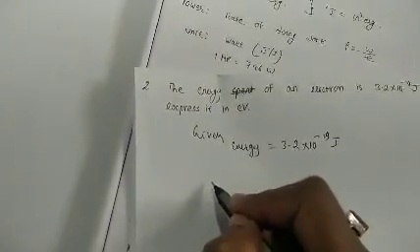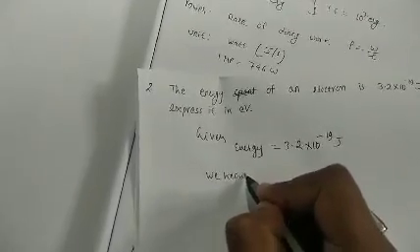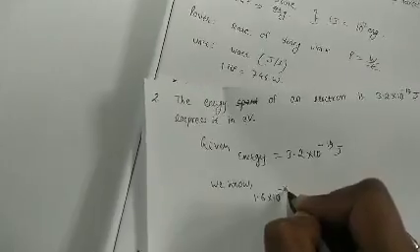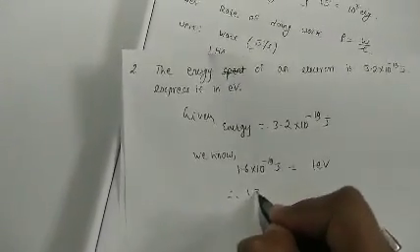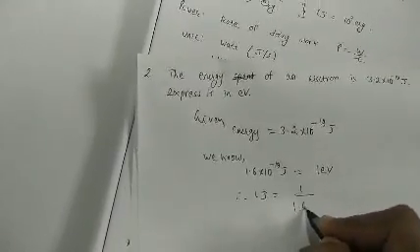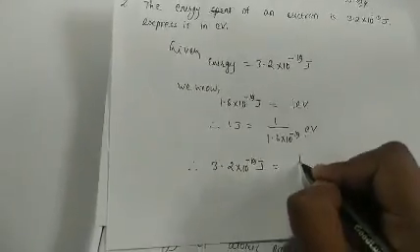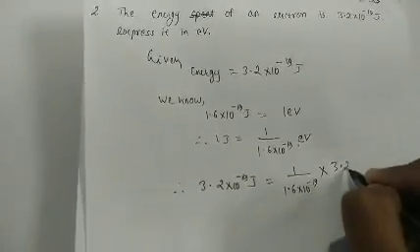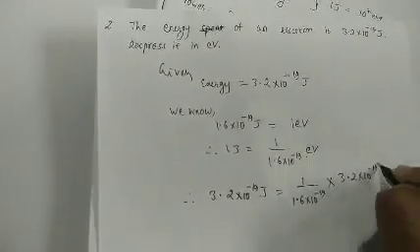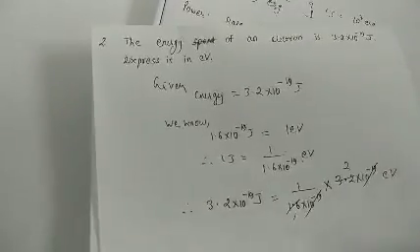So first let's write like this. We know 1.6 into 10 to the power minus 19 joule equals 1 electron volt. Let us solve this by the unitary method. Therefore 1 joule equals 1 by 1.6 into 10 to the power minus 19 electron volt. Therefore the required one: 3.2 into 10 to the power minus 19 joule equals 1 by 1.6 into 10 to the power minus 19, into 3.2 into 10 to the power minus 19 electron volt. That gives 2 electron volt. This is our answer.